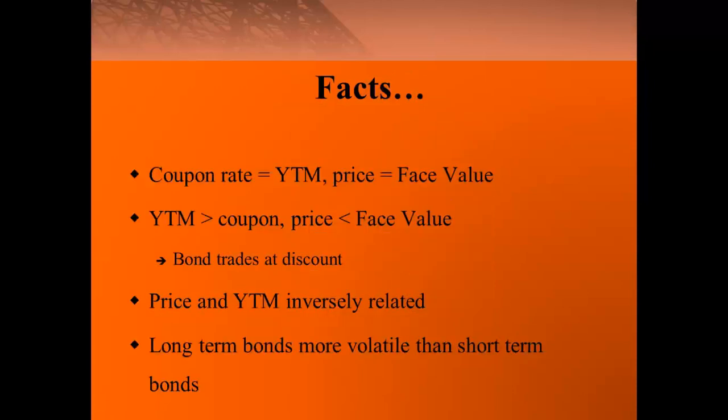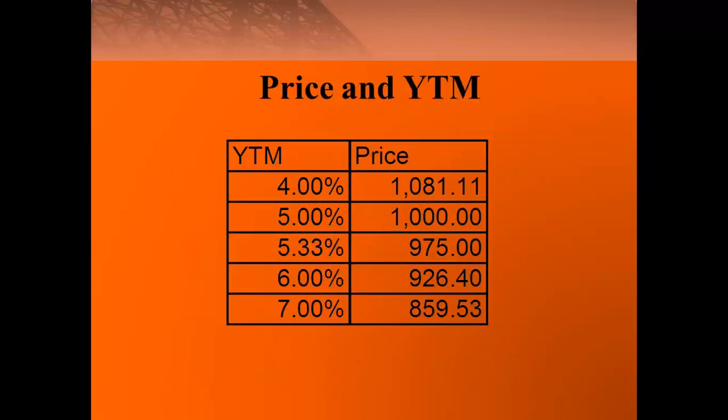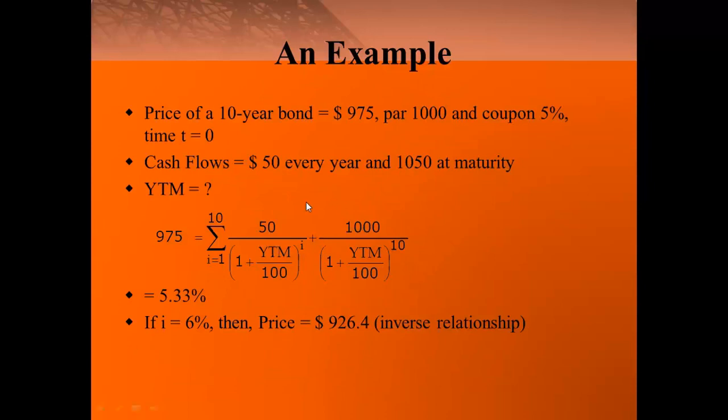So here are some more facts. The coupon rate, if that is equal to the YTM, then the price of the bond will be equal to the face value. That's a powerful assumption. So in this example, the coupon rate is 5%. If the YTM also was 5%, then the price you'd get for that bond would be $1,000, which is the par value or the face value of the bond.